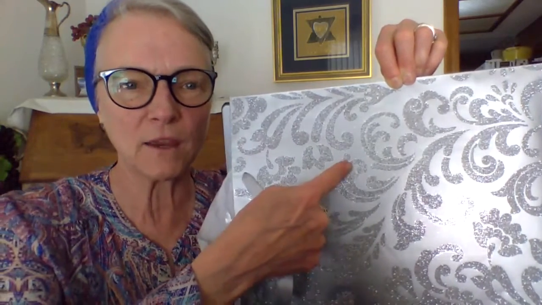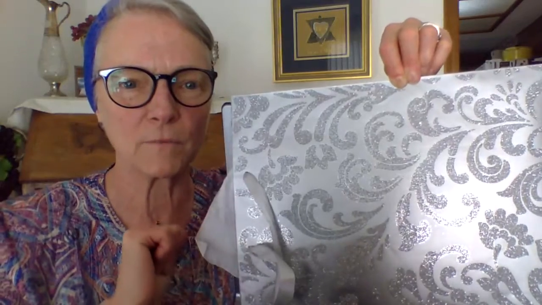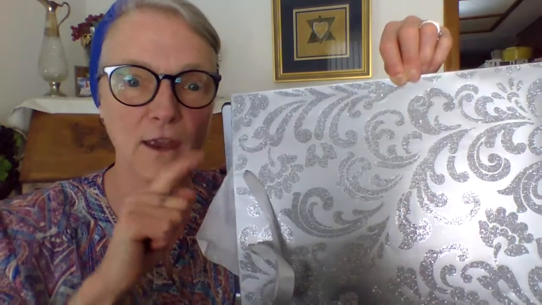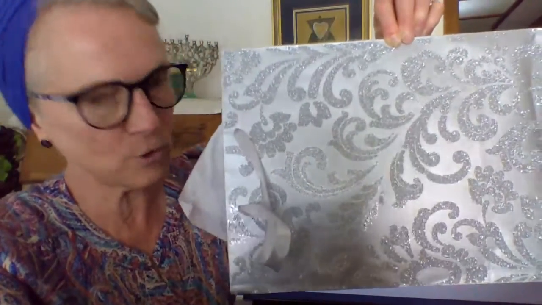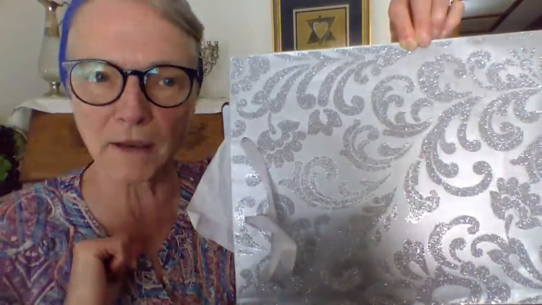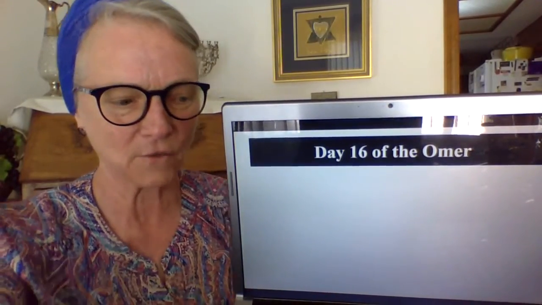This is our gift bag. Out of our gift bag, each day we take a letter. So today, as in some other days, I have this over my computer screen, so we'll just move it off our computer screen, but we better get our computer screen back to the beginning and know that today is day 16 of the counting of the Omer.